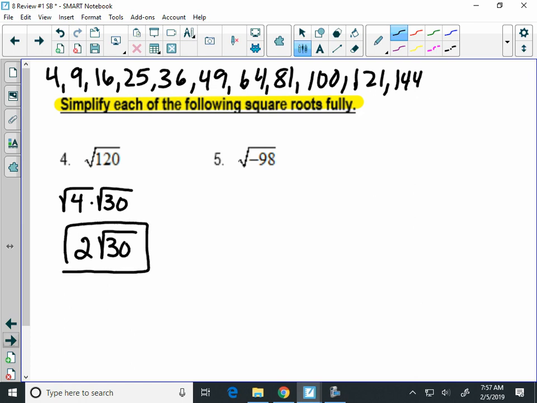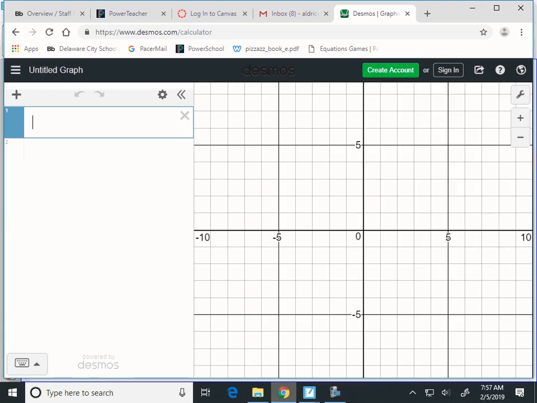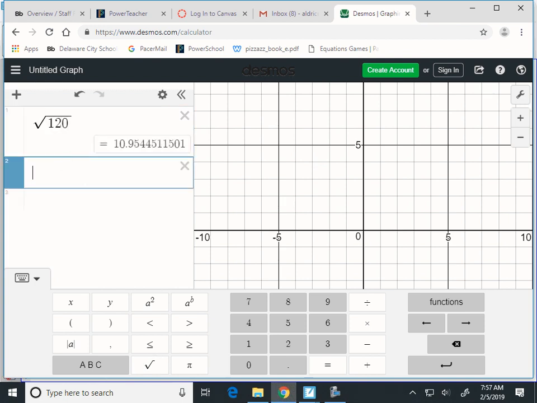You can check that by typing it into Desmos. We've done that before. We've taken our calculator, we go into Desmos, and we can type in square root of 120. That was our original. We get 10.95. And we can type in 2 radical 30. I get the same answer, so I know that I simplified correctly.